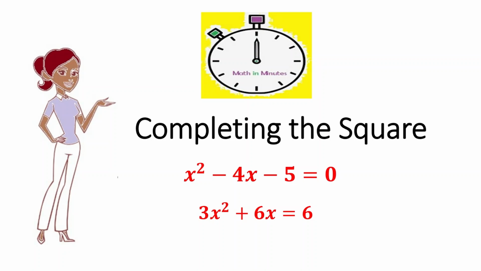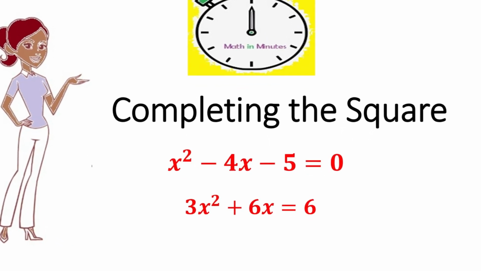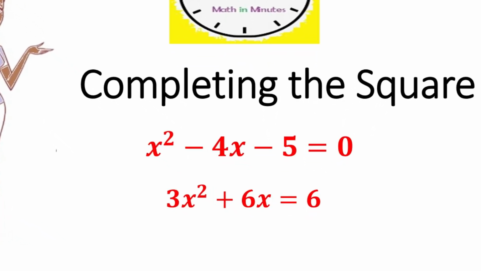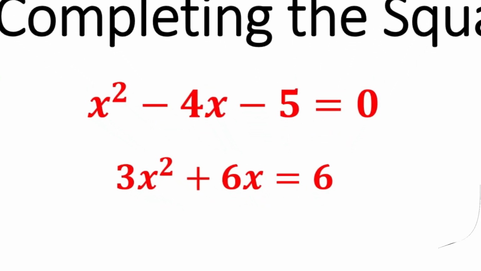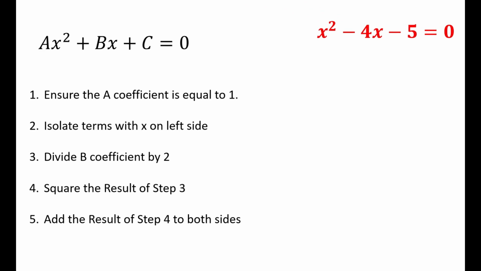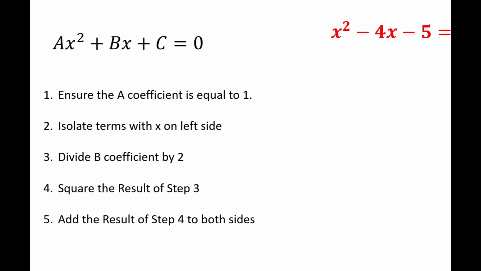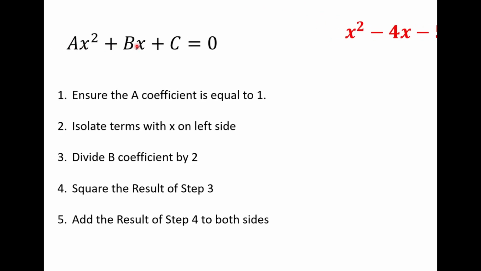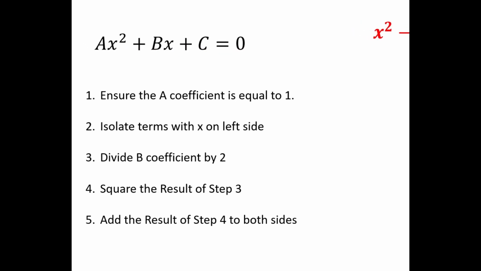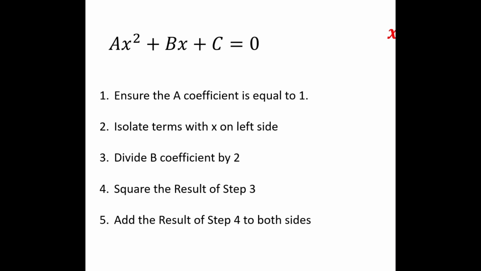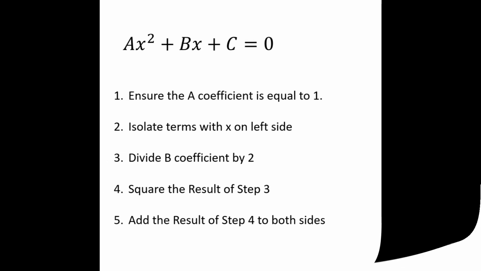This 10-minute video is on completing the square. We're going to look at two equations, x squared minus 4x minus 5 equals 0, and then 3x squared plus 6x equals 6. On this side, we have the standard form of the quadratic equation. And below that, we have some general steps for how to complete the square.